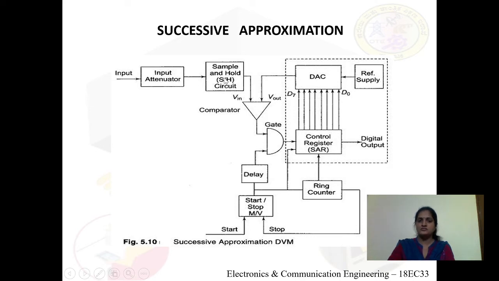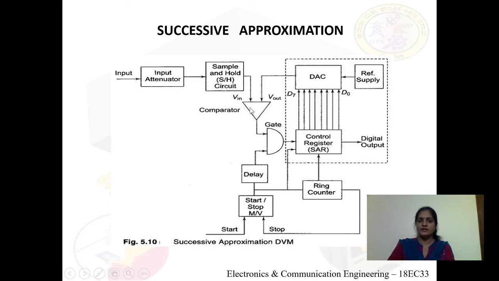Then the input passes through the sample and hold circuit, which is responsible for collecting the sample, which is analog in nature. It takes the sample of a continuously varying analog input signal, and the hold circuit holds that constant value over a certain duration of time. So with the help of the sample and hold circuit, we can collect samples of a continuously varying analog signal, and this acts as the input voltage to the next stage, the comparator.